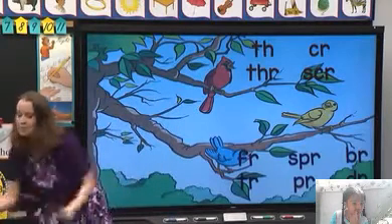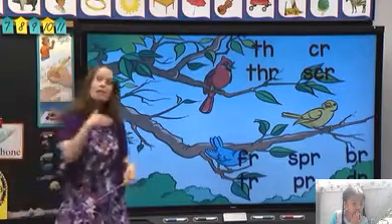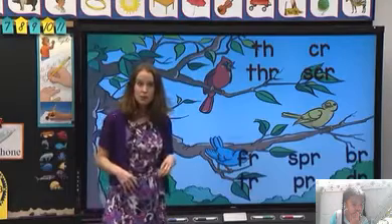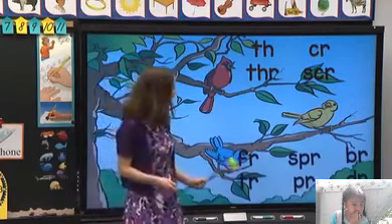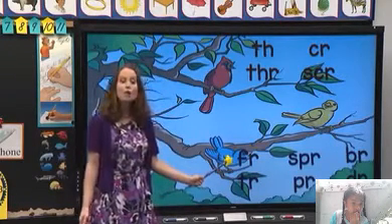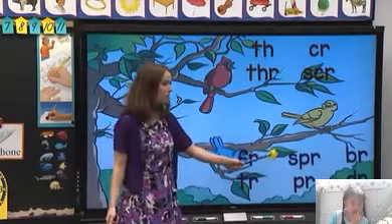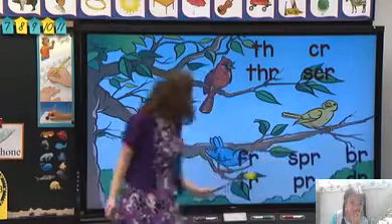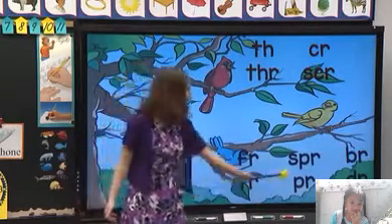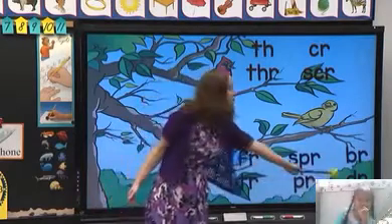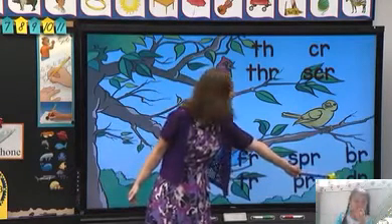Let's see if we can remember these special sounds. Why don't we do this? Let's just say the sound of this special sound 3 times. We'll do it together. Students watching, you join us. Let's start right here. Fur, fur, fur. Spur, spur, spur. Burr, burr, burr. Turn, turn, turn. Spur, spur, spur. Burr, burr, burr. Let's look at this last one more time.